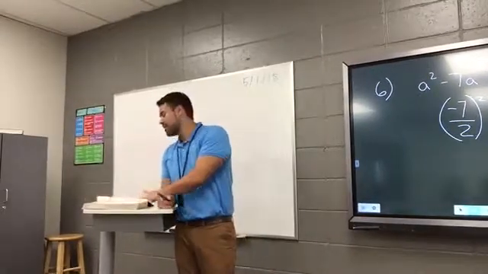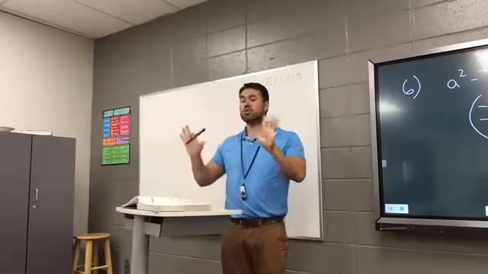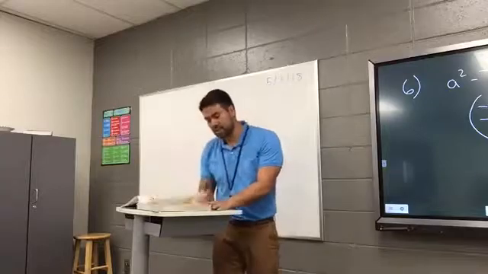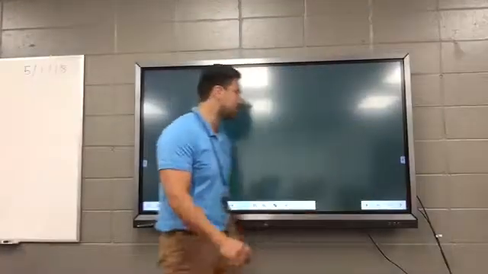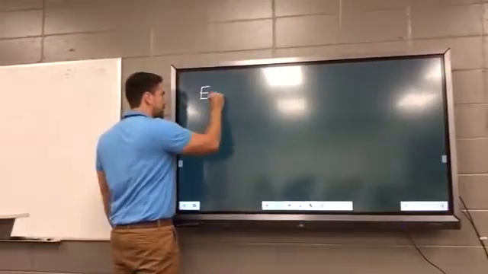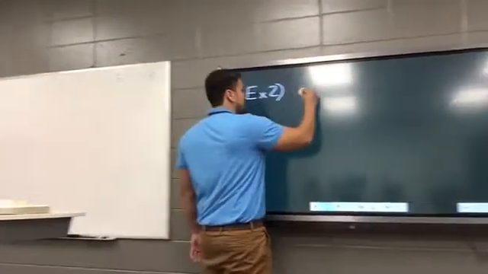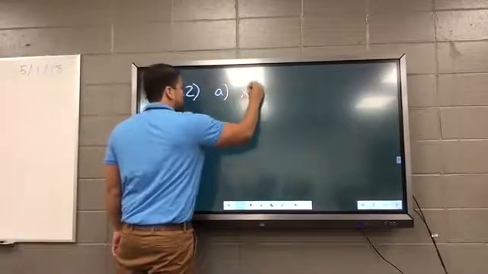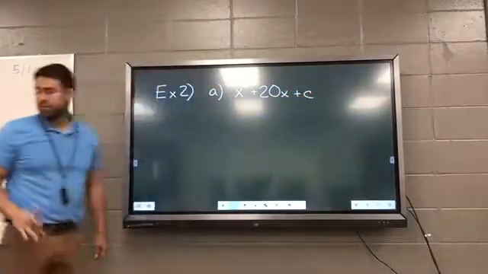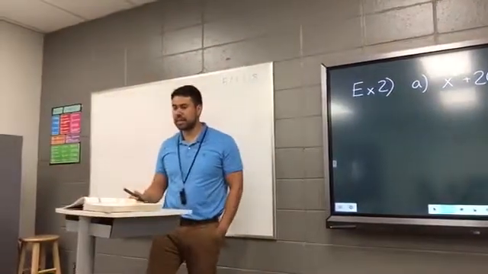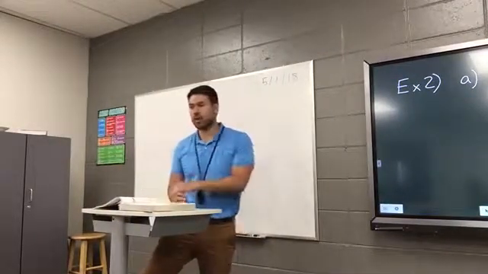I'm going to test you out a little bit and see if you guys can figure this out. Don't turn to example 2, so most of you are on page 746. Don't turn to this one, but I'm going to give you those problems because if you can do those, you're on a good path. So example number 2: x squared plus 20x plus c. Find what c should be to complete the square.